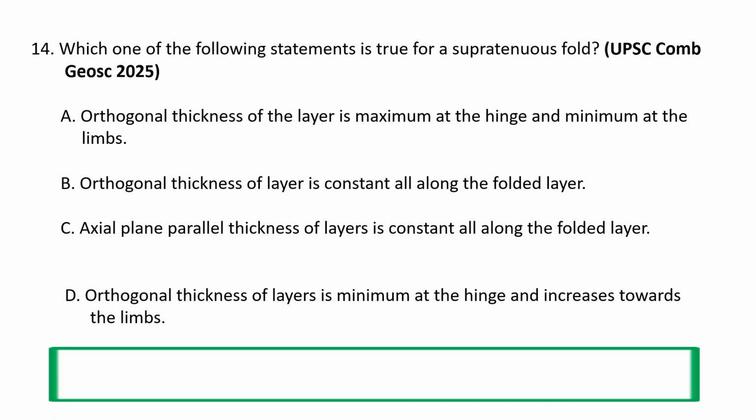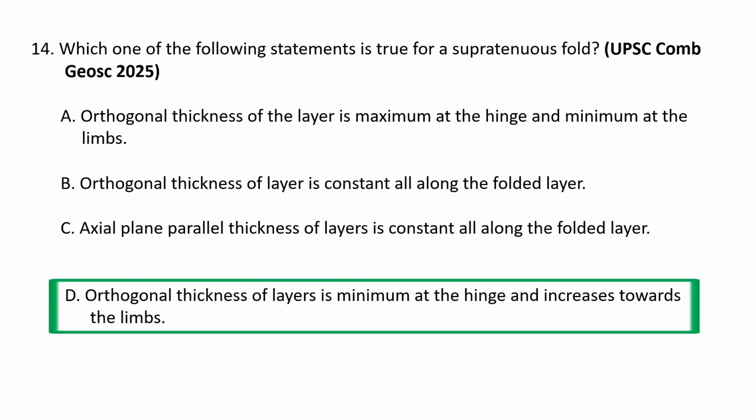So the statement which is true for the supratenuous fold is D. That is, the orthogonal thickness of layers is minimum at the hinge and it increases towards the limbs. So a supratenuous fold is a fold in which the beds are thinner at the crest and thicker at the trough. These folds are also known as compaction folds.